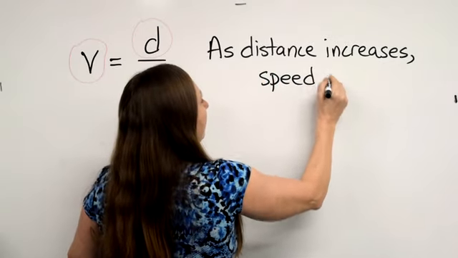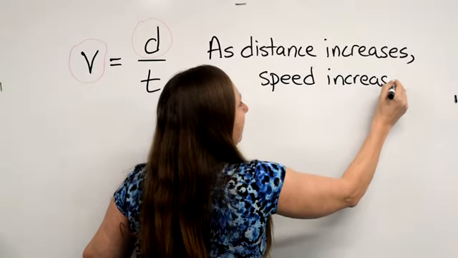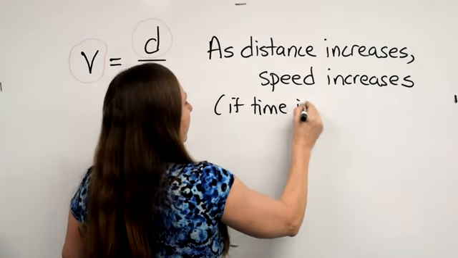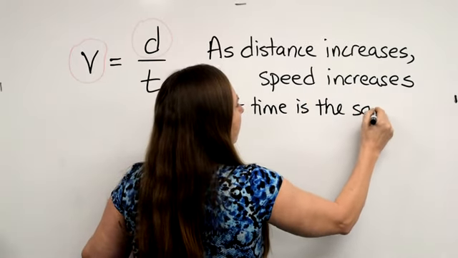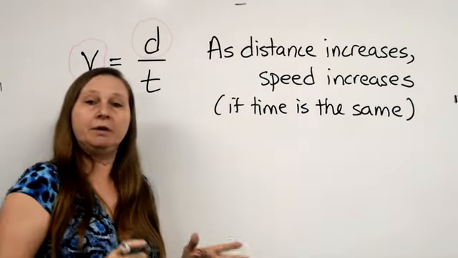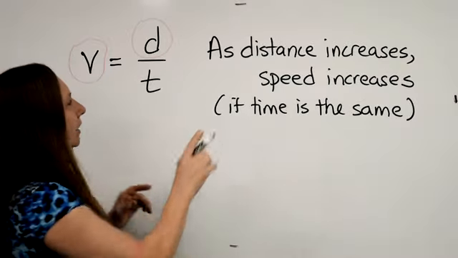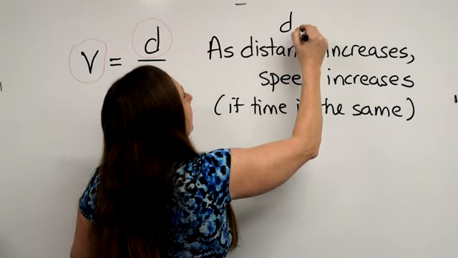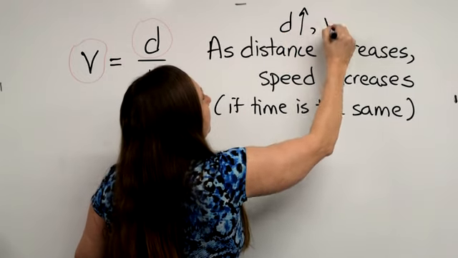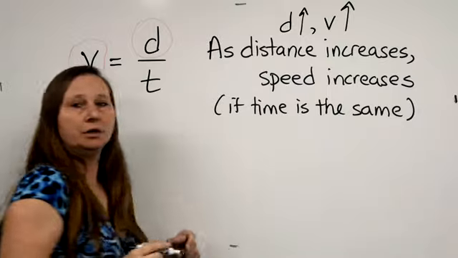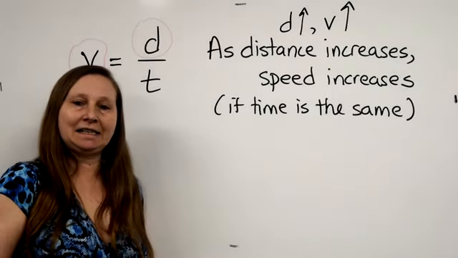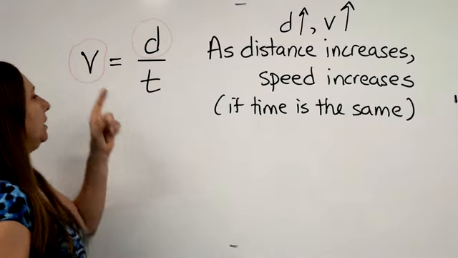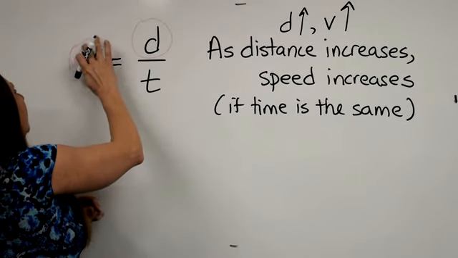speed increases if time is the same, or time is constant. Another way that you can write this would be if distance increases, then speed increases. And this is a classic direct relationship. You see that distance and speed are directly related.